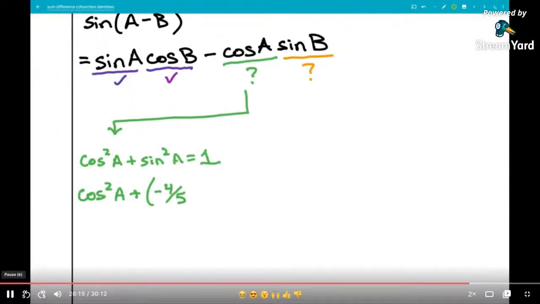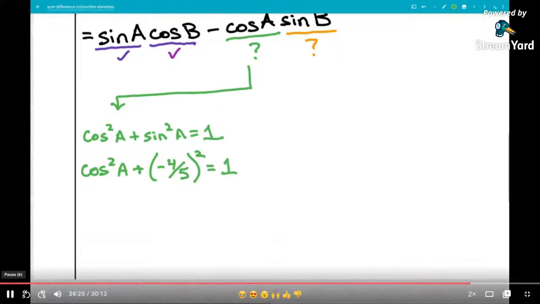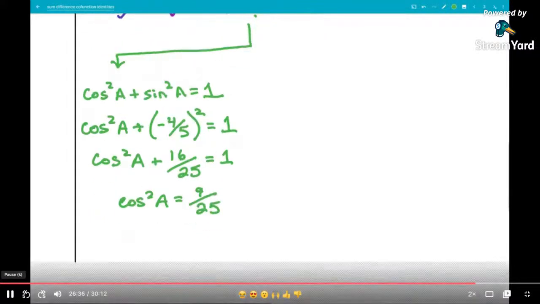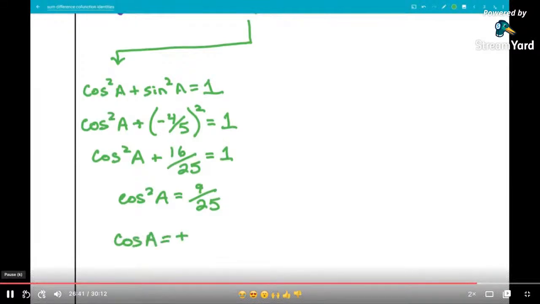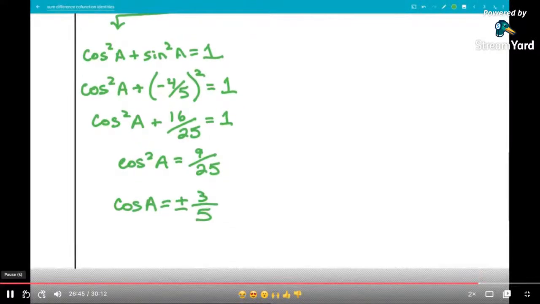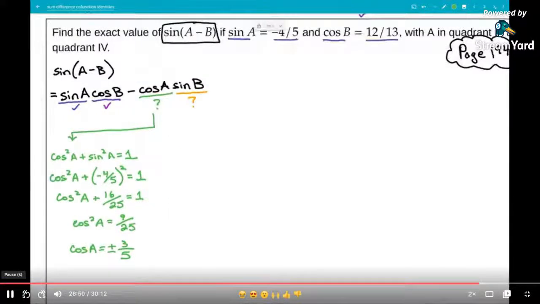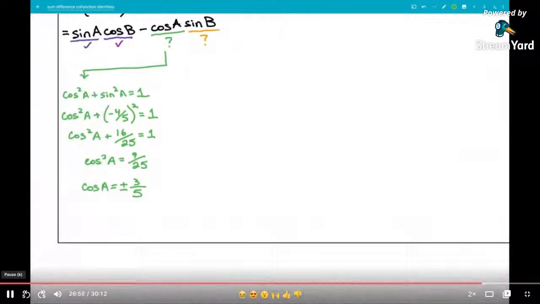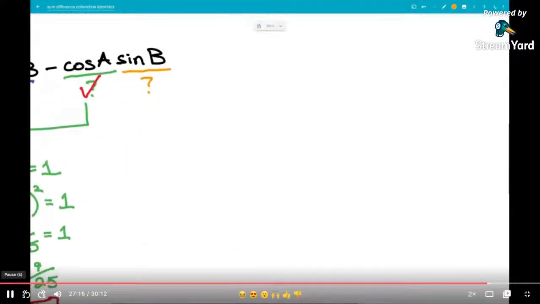That cosine squared A plus sine squared A equals 1. We were given the sine of A was negative 4/5, so we substitute that value in, square it, do some basic algebra, subtract the 16/25 from both sides, take a square root, and you get plus and minus 3/5. Now, since we're told some more information about angle A, particularly that it terminates in quadrant 3, we know the cosine is negative in quadrant 3. So we don't want to include both values, just the negative 3/5.